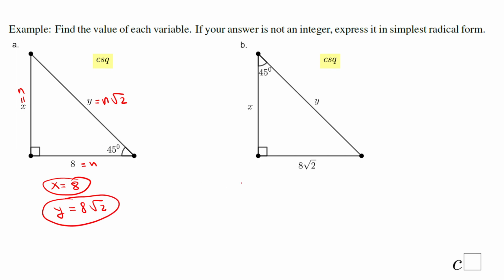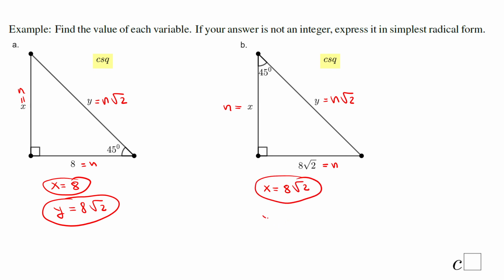Now let's take a look at the second problem. Very similar, the only difference now is n is 8 square root of 2. Remember, this is the leg. This will be the same, n, and this one will be n square root of 2. So let's start with x, which is, like I said, straightforward, the same, 8 square root of 2.